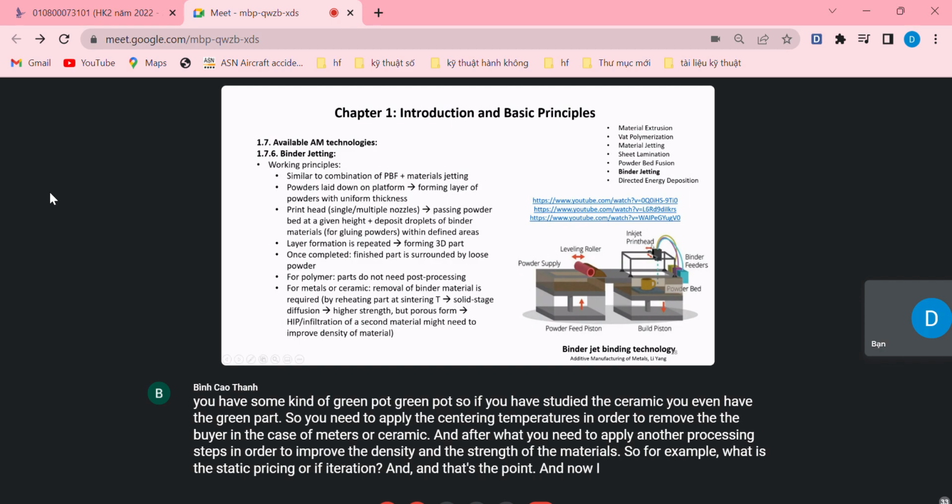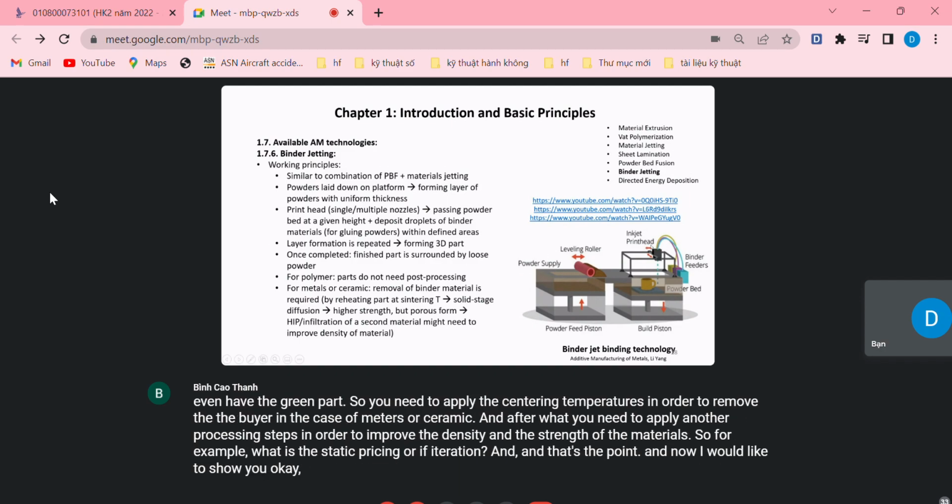And now I would like to show you, step-by-step, 3 video clips regarding the binder jetting process. So just a few seconds.